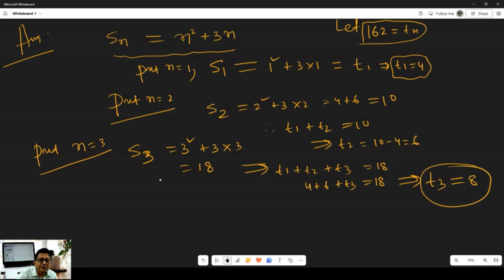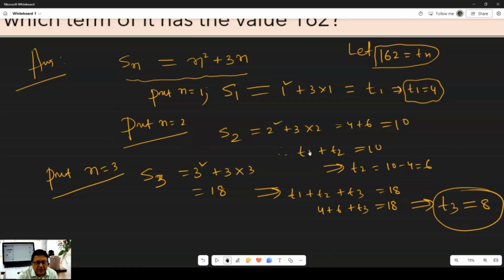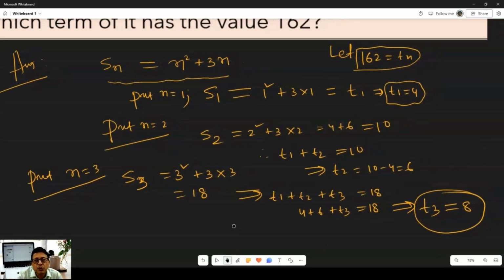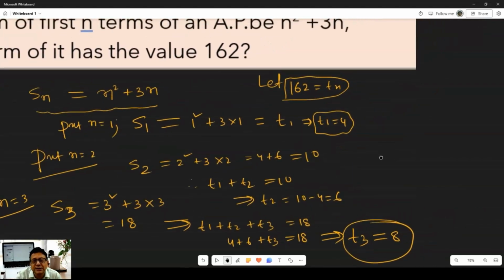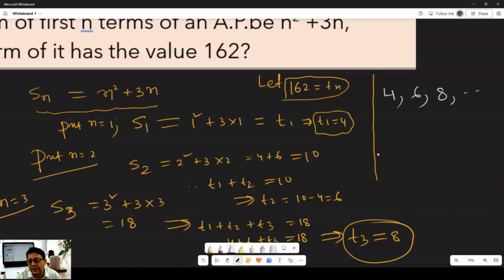So progression is found. We found 3 terms and they are in AP. So those 3 terms we have got in this manner. The progression we have got is T1 4, next one 6 and 8. It continues in this manner. You can see it is in AP. Here A equal to 4 and D equal to 2.